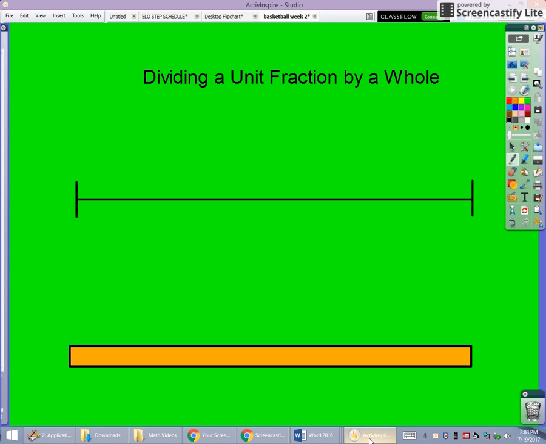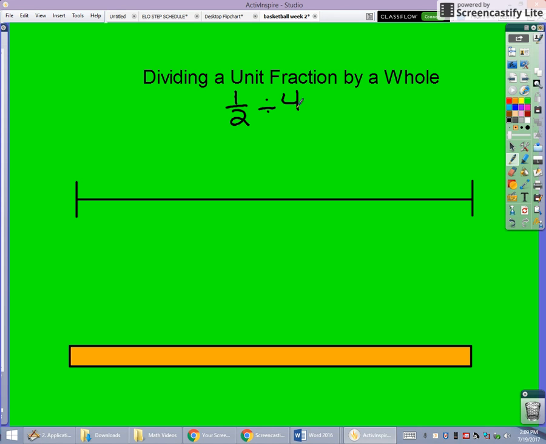Going to be showing how to divide a unit fraction by a whole number. My example will be 1/2 divided by 4. First, I need to go ahead and label my number line.